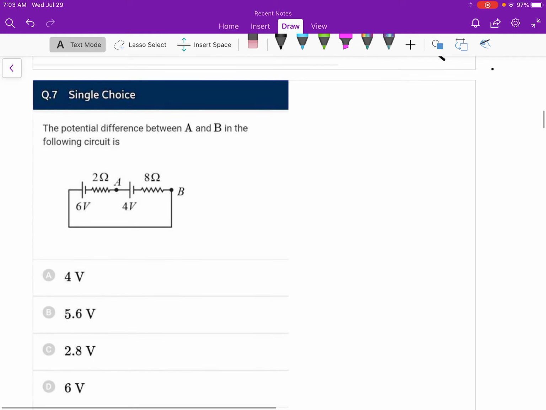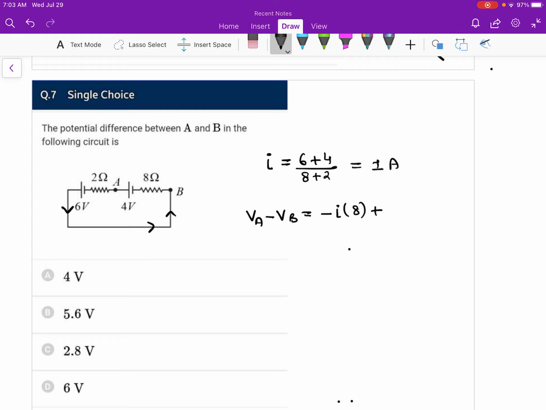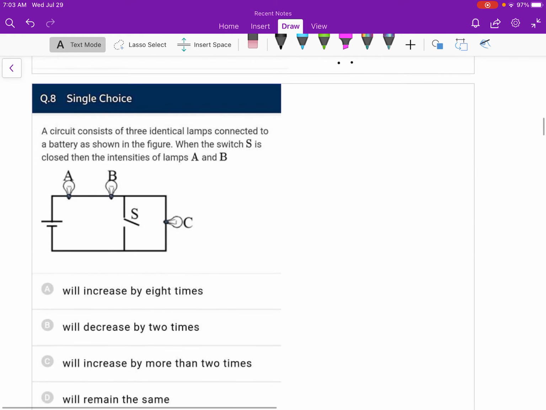The potential difference between points A and B in the following circuit. So from loop law, the current flowing in the circuit is 6 plus 4 upon 8 plus 2, that is 1 ampere. So VA minus VB is minus IR. We are moving from B to A. Minus IR plus 4 volt. So that is minus 4 volt. So difference between A and B is 4 volt. So A is the correct option.